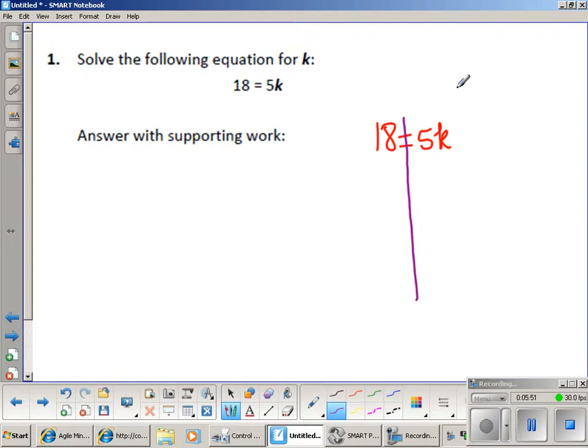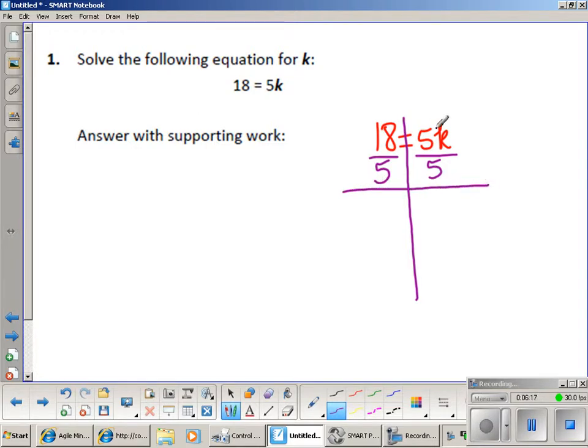I'm going to think about what's attached to my k. Well, 5's attached. How's it attached? It's attached with multiplication. So how am I going to disconnect it? I need to do the opposite of multiplication, which is divide. If I divide this side by 5, I also need to divide this side by 5 to keep the balance, to keep it equal.